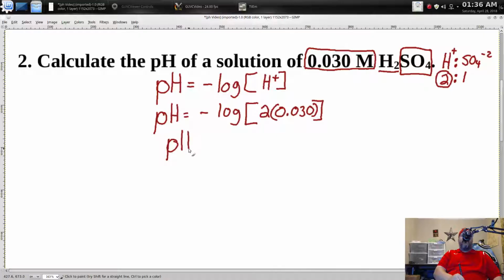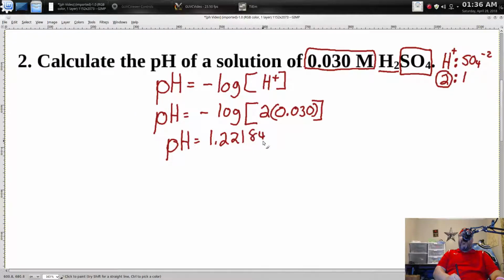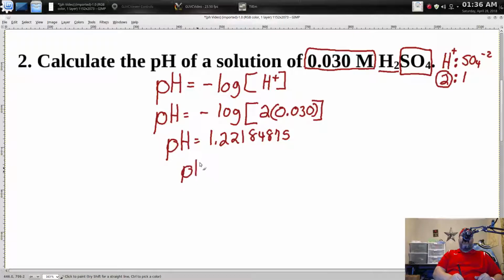pH equals, sorry, I don't remember the number, 1.22184875. Let's compare, make sure I wrote all those down right. 1.22184875. Now, of course, according to the number of sig figs, that's way too many. We only need 2 sig figs, so our pH here is going to be 1.2.